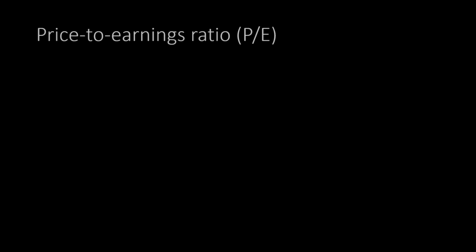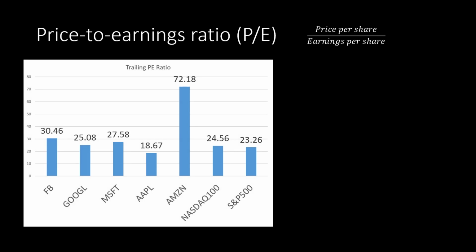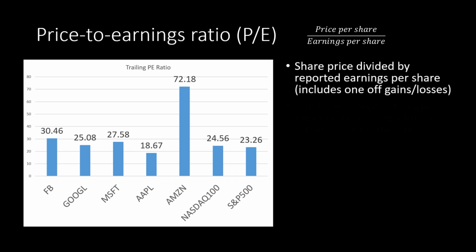So next, let's take a look at the price to earnings ratio. So this is the link to earnings with the share price. So we calculate this by taking the price per share divided by the earnings per share. And as we can see here, Amazon has an extremely high PE ratio. That's 72 times today. And Facebook has a price to earnings ratio of 30 times. Apple has the lowest of 18.67 times.